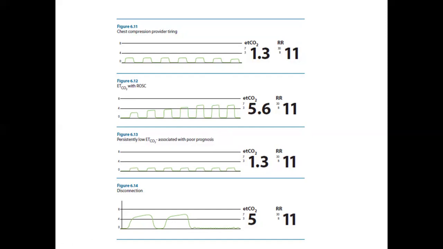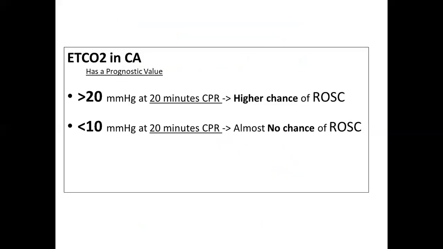The other thing is that by looking at the capnograph at 20 minutes of CPR, we can decide if the patient has a good prognosis or bad prognosis, right? What they say is at 2 minutes of CPR, if the capnograph carbon dioxide is more than 20, there is a high chance of return of spontaneous circulation. If it is less than 10 at 20 minutes, that is a bad prognostic sign, right?